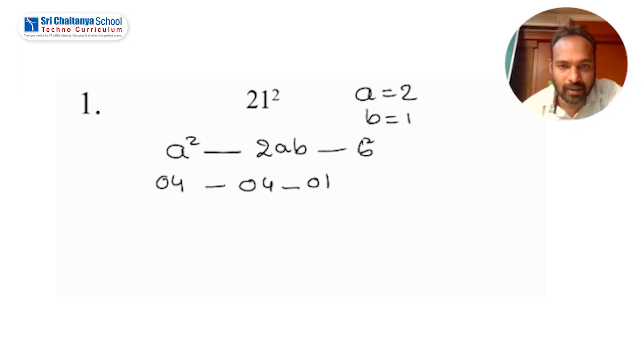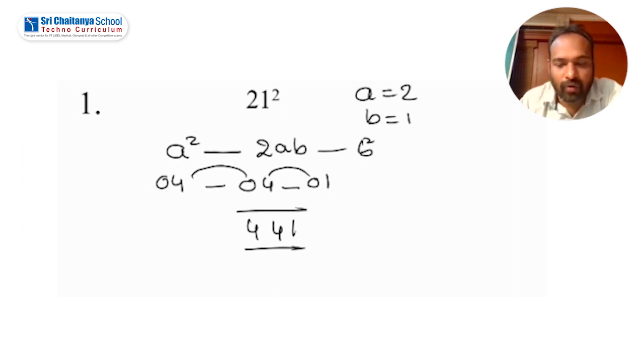Now do the balancing. 1, this 0 will carry forward. 4 plus 0 is how much? 4. This 0 will carry forward. So 0 plus 4, again we get 4. So the answer is 441.